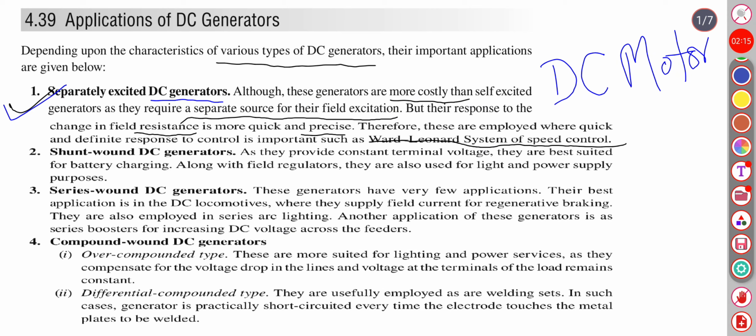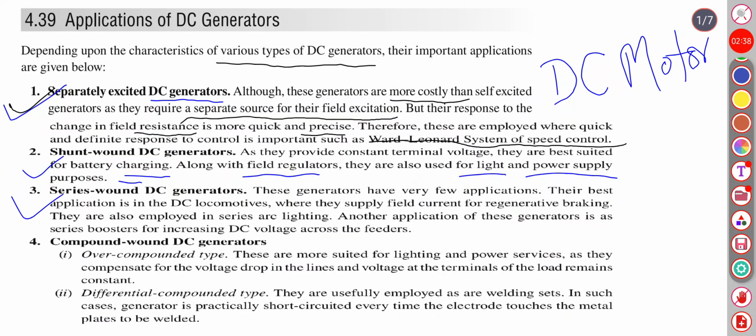Now let us see the shunt wound DC generator. As they provide constant terminal voltage, they are best suited for battery charging along with field regulators. They are also used for light and power supply purposes.